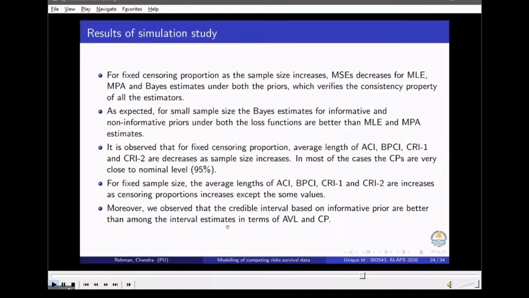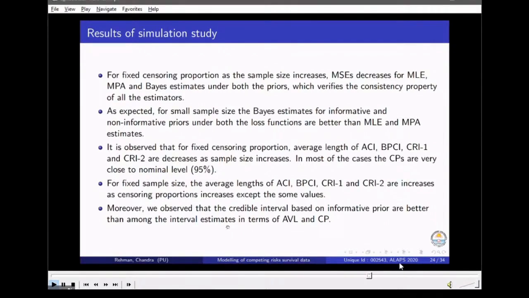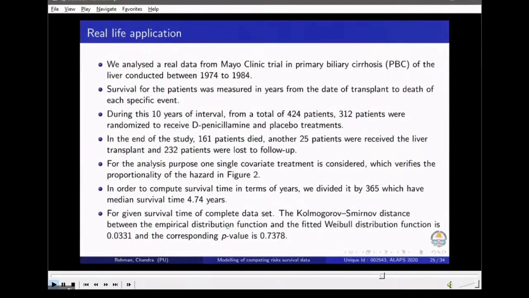It is observed that for a fixed censoring proportion, the average length of all the confidence intervals decreases as sample size increases, and in most of the cases CP is very close to the nominal level. For a fixed sample size, the average length of all the confidence intervals increases as censoring proportion increases, except for some values. Moreover, we observed that the credible interval based on informative prior is better than the other interval estimates in terms of average length and coverage probability.